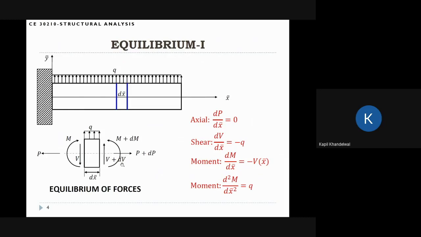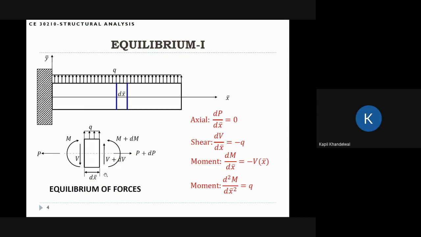And remember that dV is the incremental change in the shear force V, dM is the incremental change in the moment M, and dP is the incremental change in this force P here. And Q is some vertical traction that is acting. So we are assuming that there is some vertical traction Q that is acting on this section.